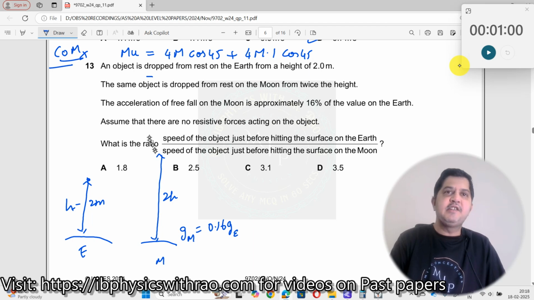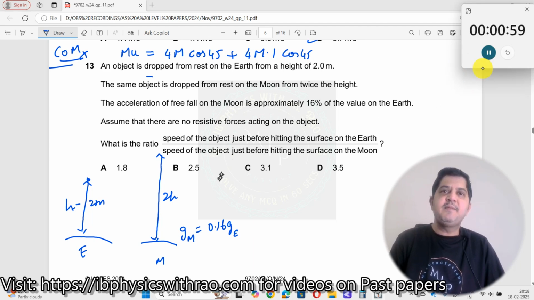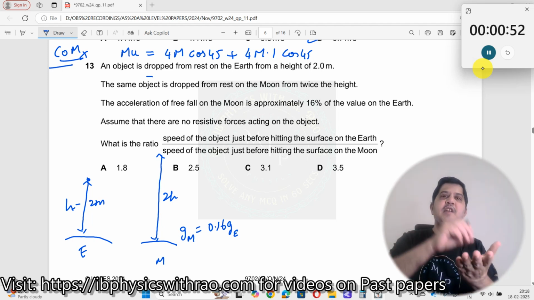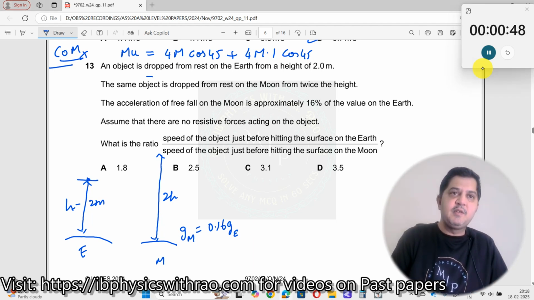Assume that there are no resistive forces, no atmosphere here. What is the speed of the object before hitting the surface of the earth divided by the speed of the object just before hitting the surface of the moon? Compare the velocities before it hits the earth and the moon. That's the question. So if this is u equal to 0 because you are dropping, u equal to 0 in both cases.